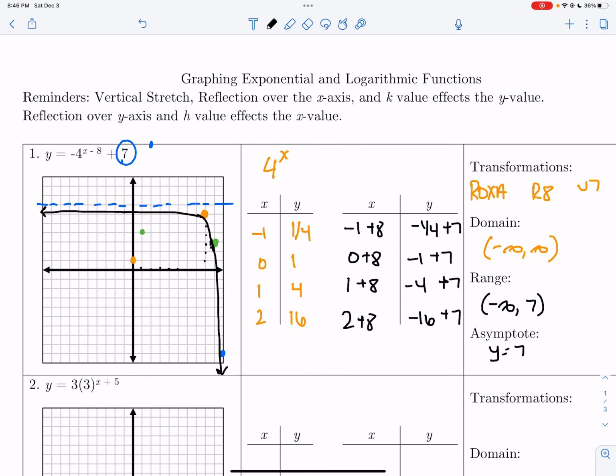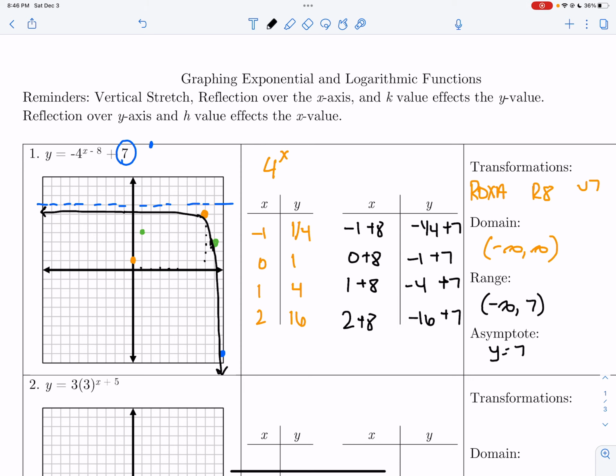This gives me -7 and then 6 3/4 right here. This gives me 8, 6, that is right here. This gives me 9, 3, which is right here. And then this gives me 10, negative 9, which is right here.